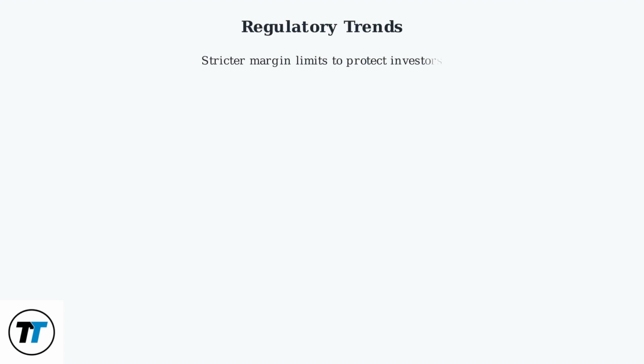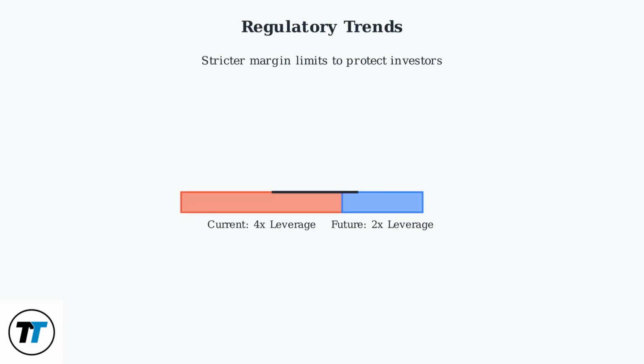Regulatory changes are pointing towards stricter margin limits. Current rules allow up to 4x leverage, but proposed federal rules may cap this at 50% of portfolio value, potentially reducing it to 2x or less to prevent excessive risk taking by retail investors.